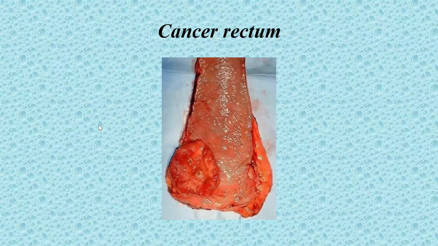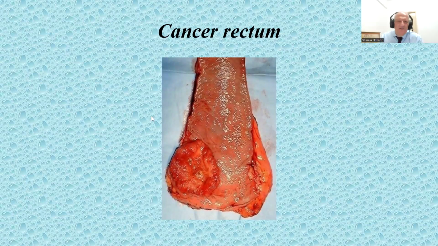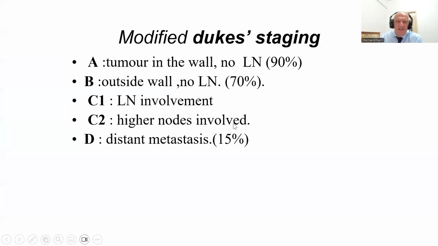What is the common site of spread of colon cancer? The liver is the most common. Why? Because the metastases are carried to the liver via the portal circulation, since the venous drainage of the colon, for example through the inferior mesenteric vein, goes through the portal veins.